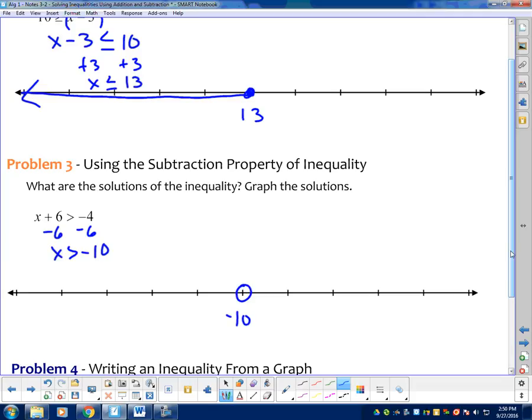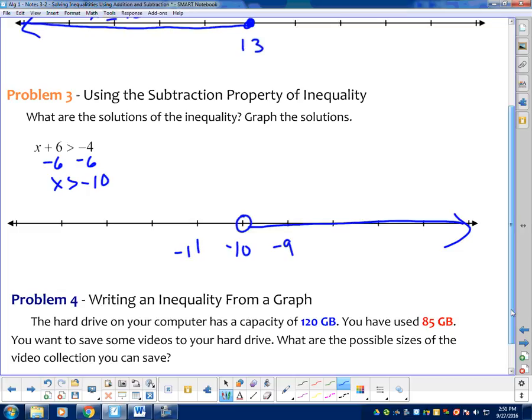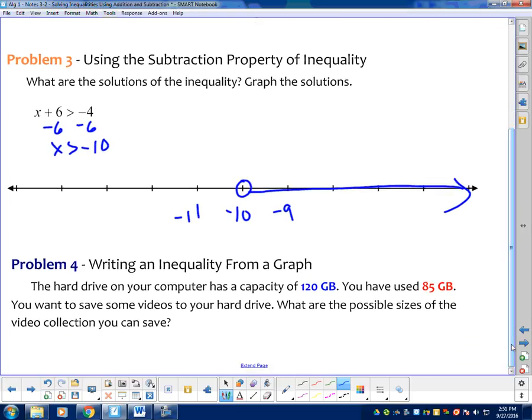Which way do I shade? Why? What's this say in words? X is greater than negative 10. What's one number bigger than negative 10? Yes, negative 9. That's right. So if I were to fill this in, this would be negative 9. And this is negative 11 over here. Sometimes it's confusing on the negative side of the number line. Any questions so far? Pretty easy to solve. The big thing is just graphing it correctly.